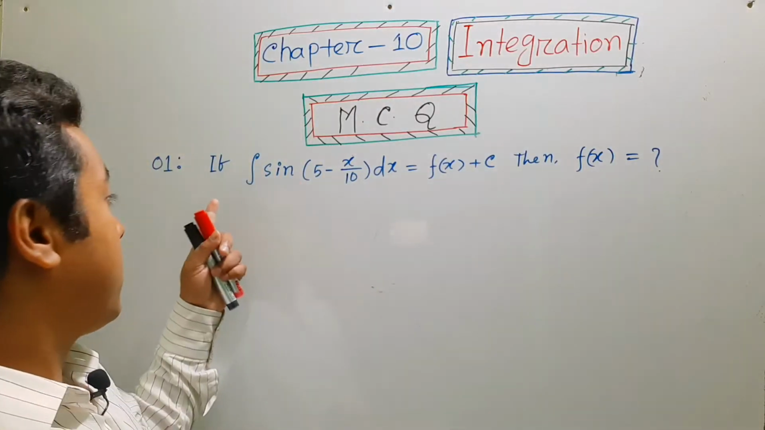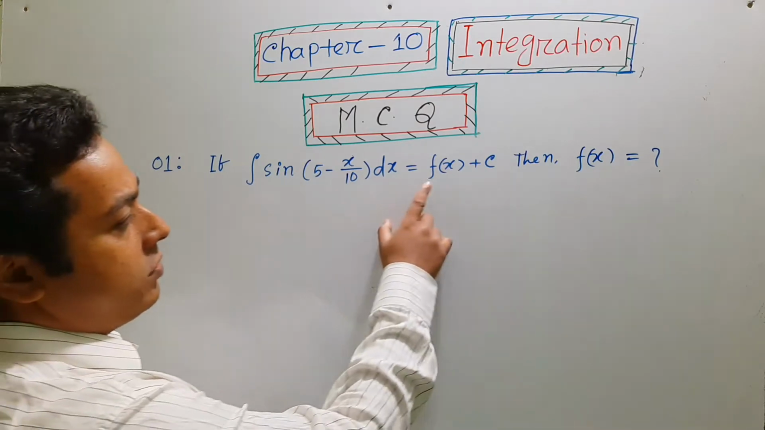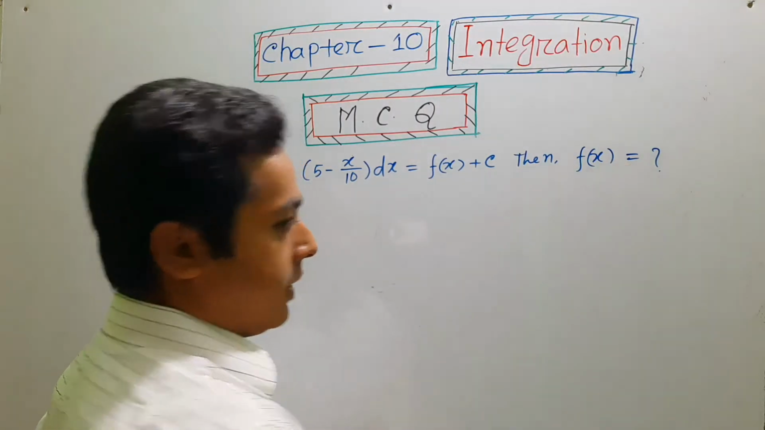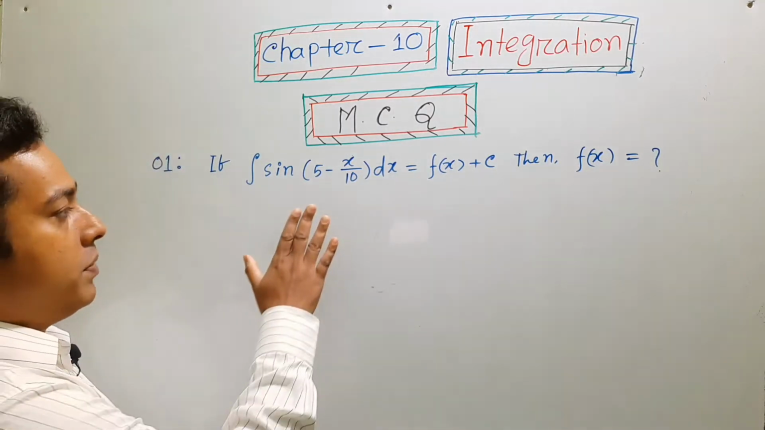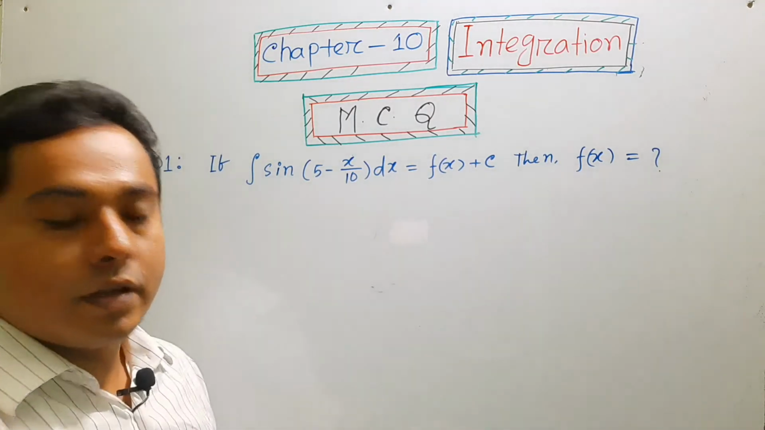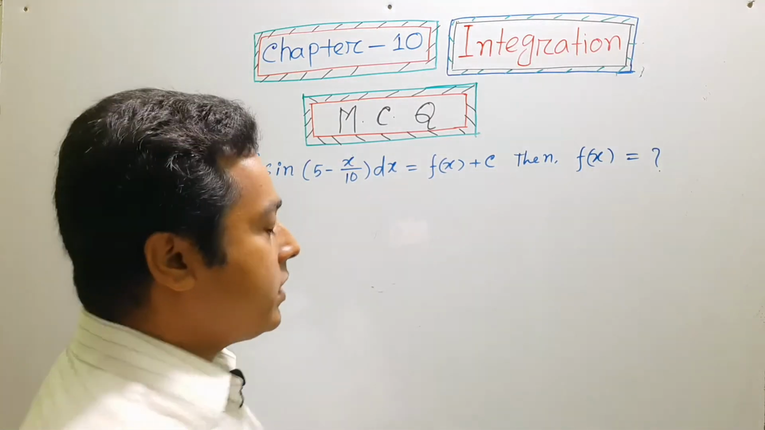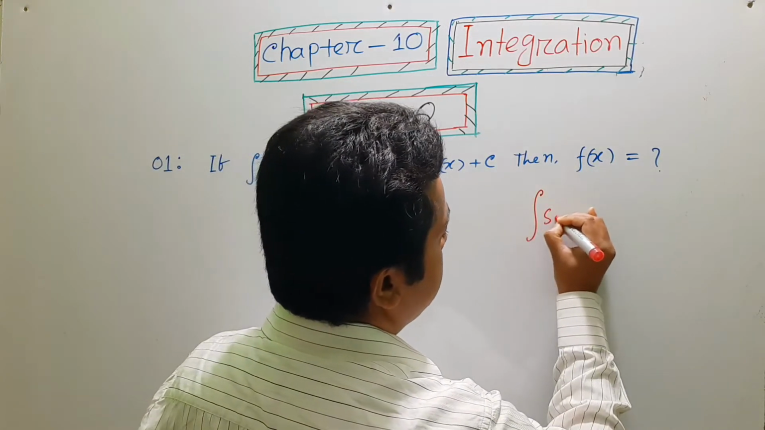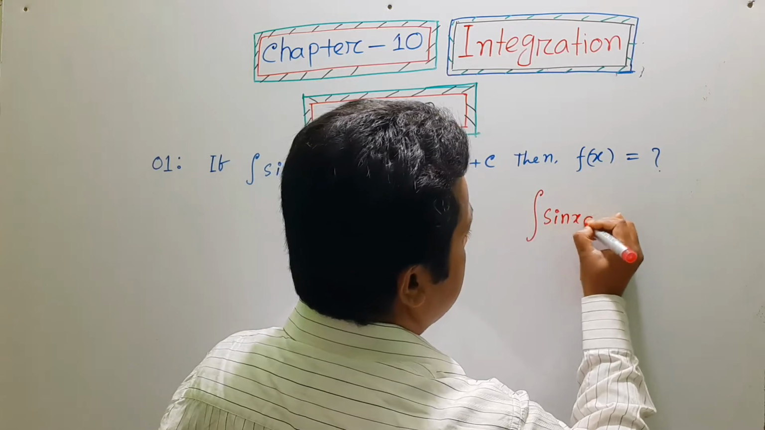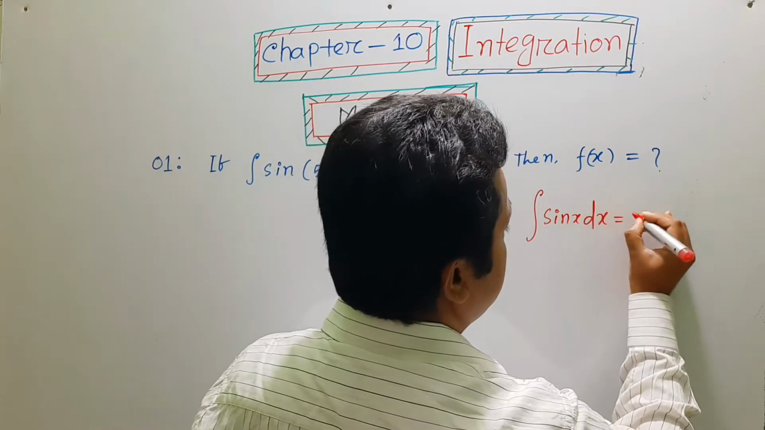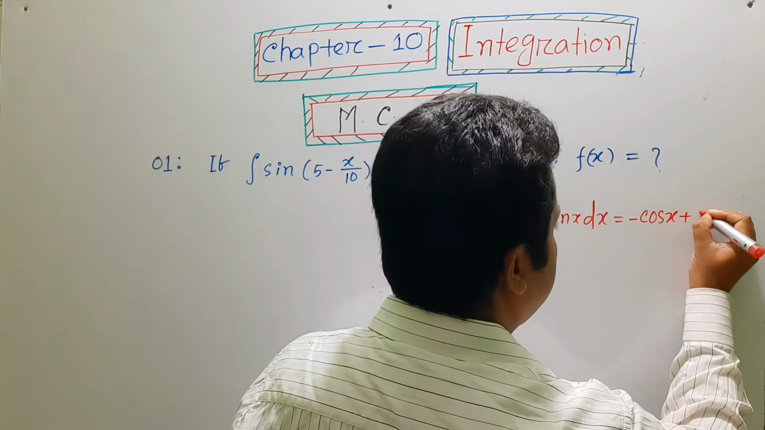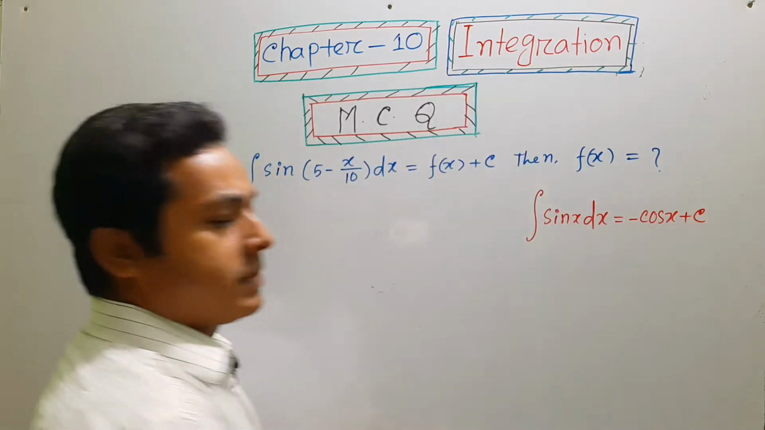My dear students, our first question: if the integration of this is equal to f of x plus c, then what is the value of f of x? Before solving this question, you have to know the basic integration formula. Integration of sin x dx is equal to minus cos x. For the indefinite integral, it will be plus c.